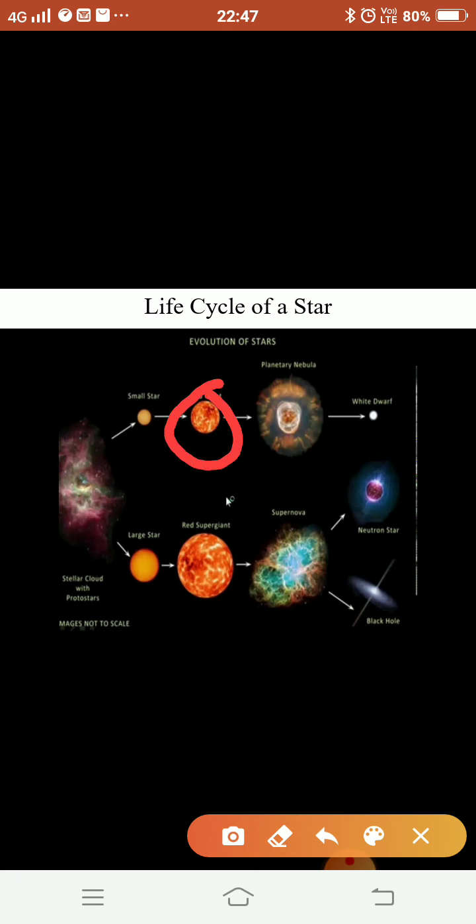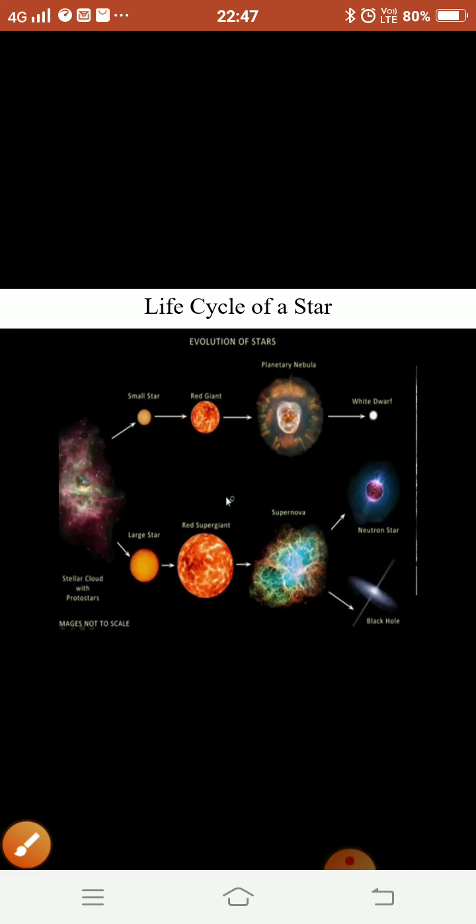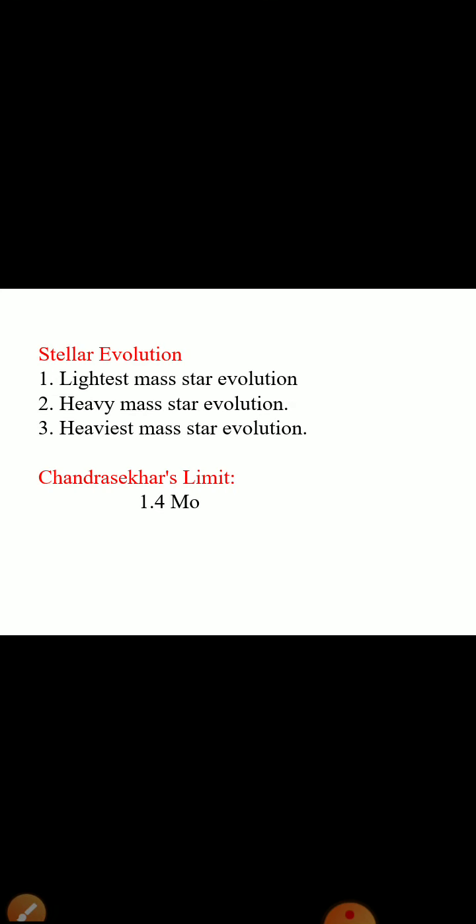Afterwards, the inner matter will get condensed and the outer matter will become a nebula, and the condensing inner matter will collapse as a white dwarf. It will become denser and denser, and then it will die as a white dwarf. So like this, the small mass star will evolve.